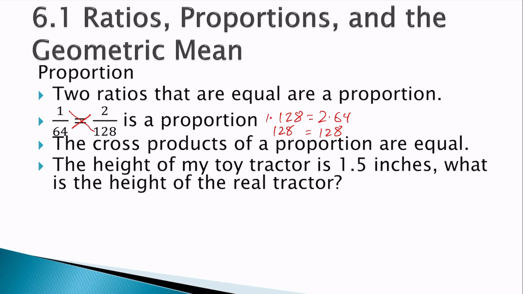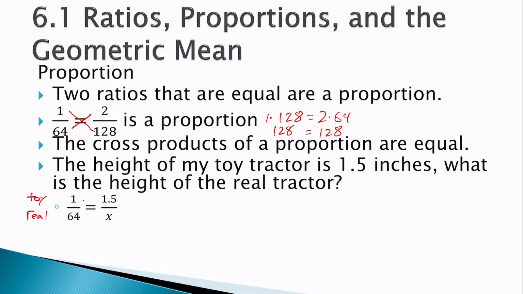So back to my toy tractors. If the height of one of my tractors is 1.5 inches, what is the height of the real tractor? Well, their scale was 1 to 64. So I have the scale there. The top number was the toy. The bottom number was the real thing. The 1.5 inches was on the toy. That's why they put the 1.5 on top where the toy part of the 1 to 64 was.